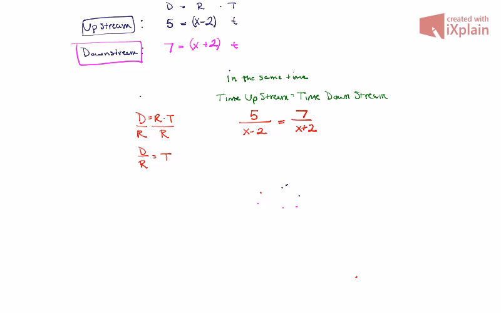From here, that's the most challenging part of the problem, in my opinion. Because now, if you notice, you have a proportion here. You have one fraction equal to another fraction. So this permits me to use the shortcut of cross multiplication. This is going to give me 5 times the quantity x plus 2 is equal to 7 times the quantity x minus 2.